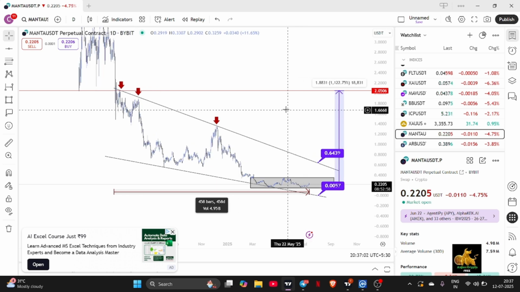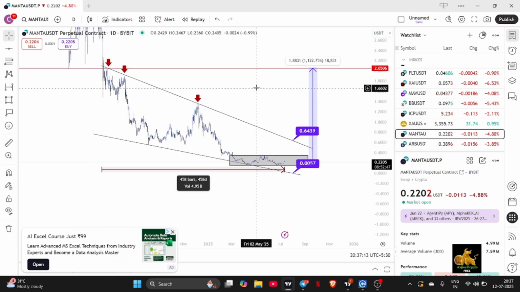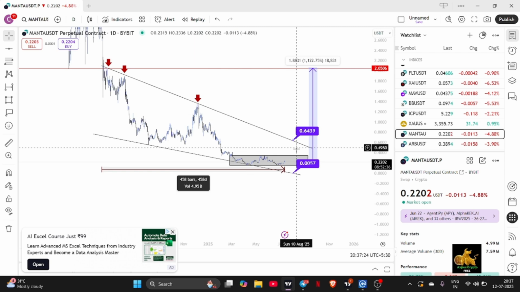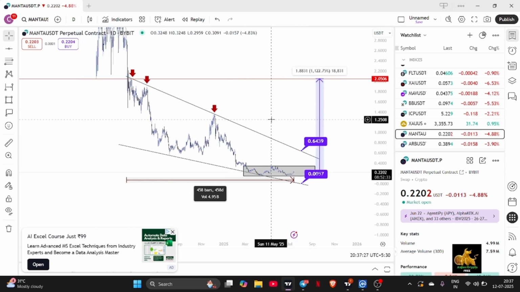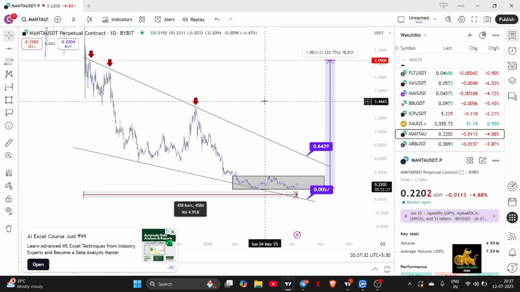Okay, so if I'm watching Manta chart deeply, this is also forming a falling wedge chart pattern, and this pattern is freaking bullish. I also mentioned many times, falling wedge chart pattern means bullish, and rising wedge chart pattern means bearish. Okay, so Manta is also forming a falling wedge chart pattern. You can see here it's a clearly falling wedge chart pattern.